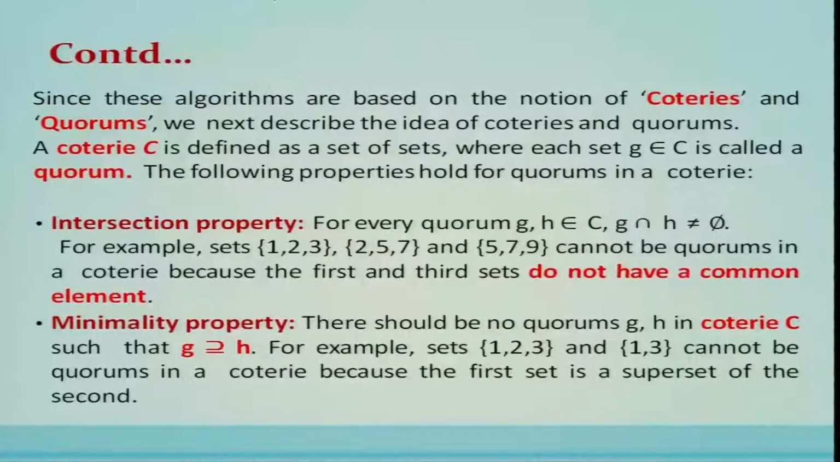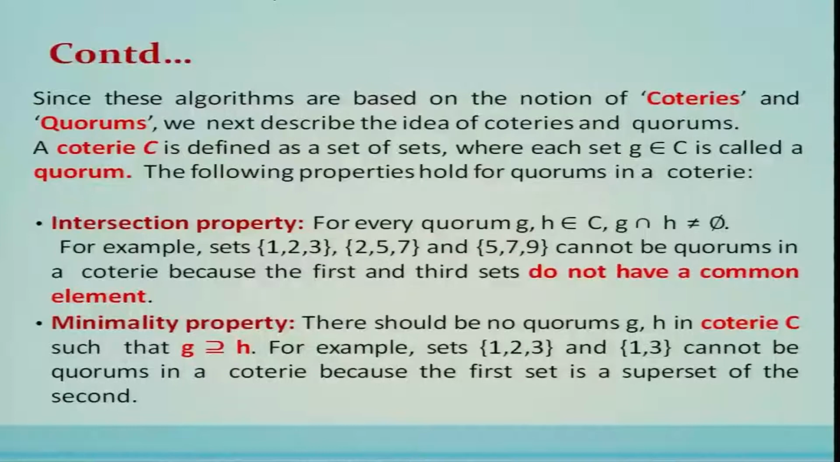Since the algorithms are based on the notion of coteries and quorums, we next describe the idea of coteries and quorums. A coterie C is defined as a set of sets, where each set G that is in coterie C is called a quorum. The following properties hold for the quorums in a coterie. The first property is called the intersection property. For every quorum G and H in the coterie, the intersection of G and H is not null.